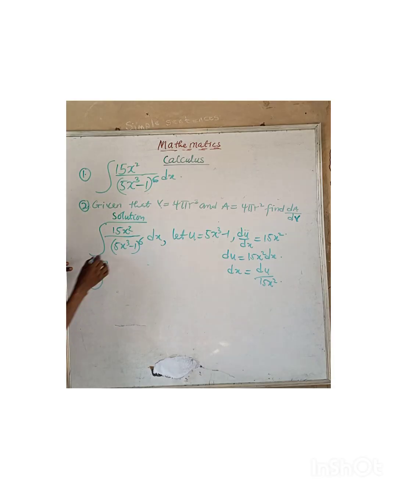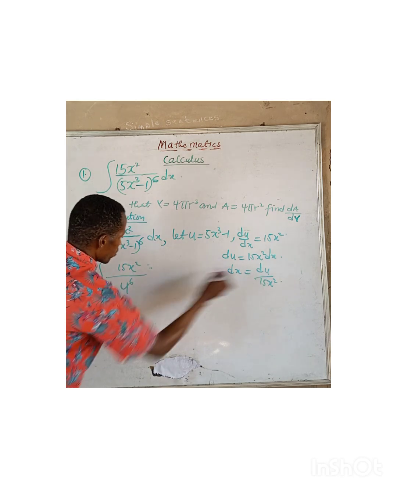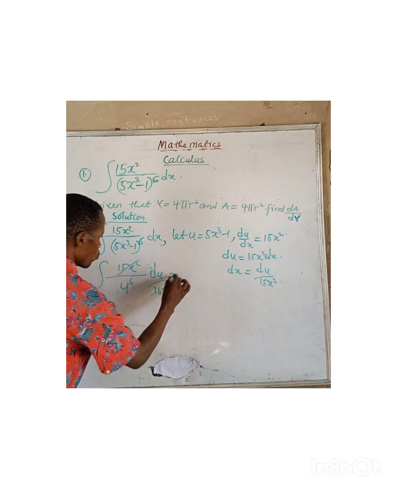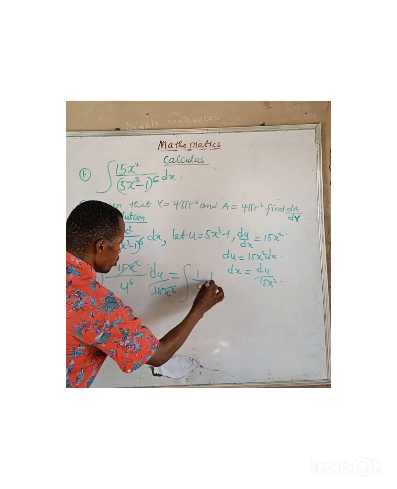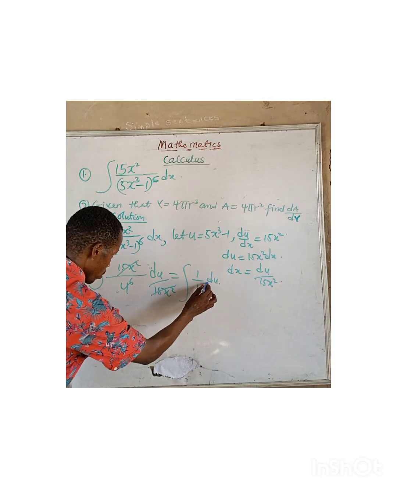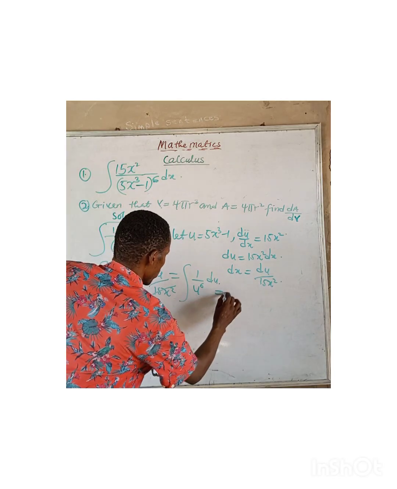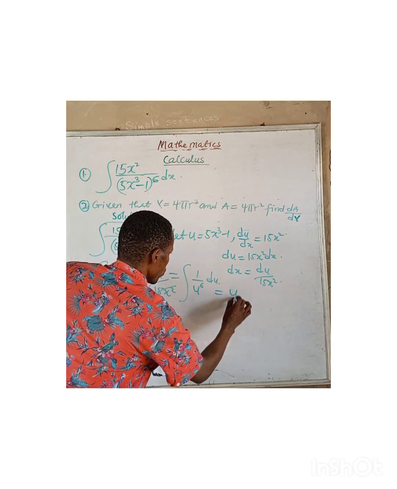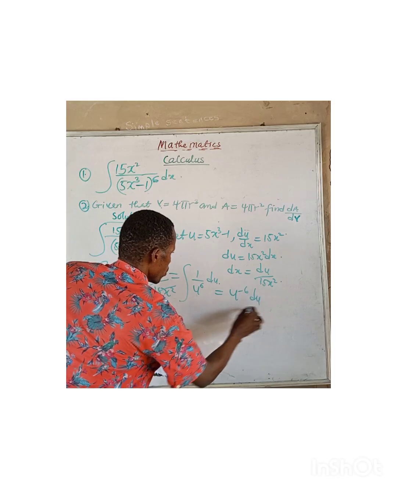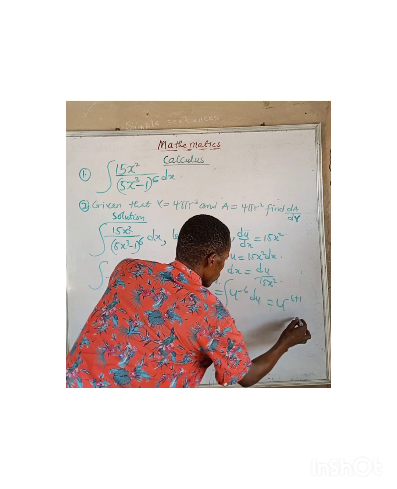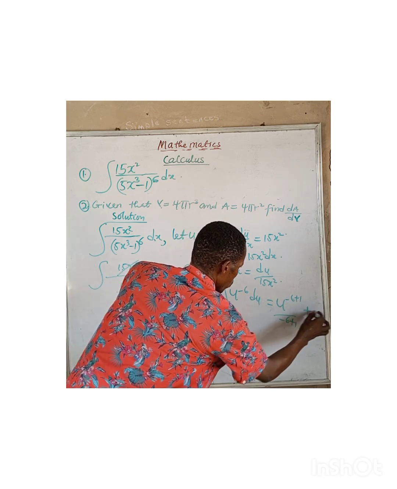Now, coming here, we put it back: 15x squared all over u raised to power 6, and our dx returns to du all over 15x squared. So this cancels this. We're going to have 1 over u to the power 6 du. Now, when you integrate this, it will be u raised to power minus 6 du. So this gives us u raised to power minus 6 plus 1 over minus 6 plus 1 plus constant.